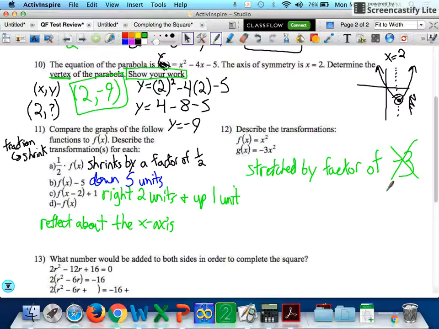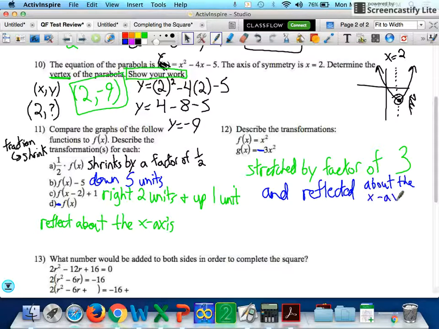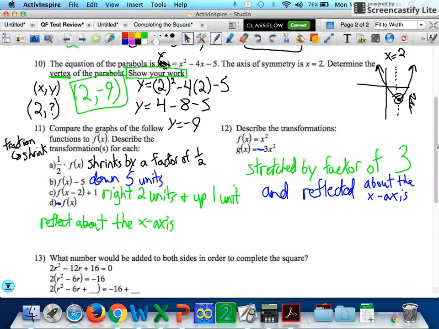That negative sign has nothing to do with the stretching. That 3 is where we stretch. So we are stretched by a factor of 3. That negative sign, however, is something completely different. And we just saw it over on the previous problem. That negative sign means we're stretched by a factor of 3 and reflected. Stretched by a factor of 3 and we're reflected.